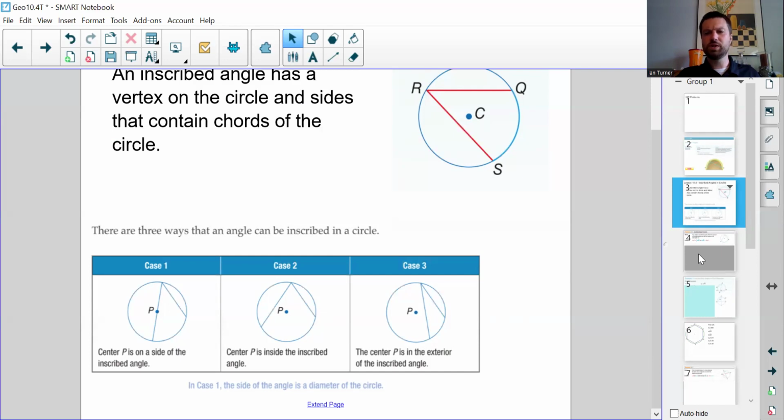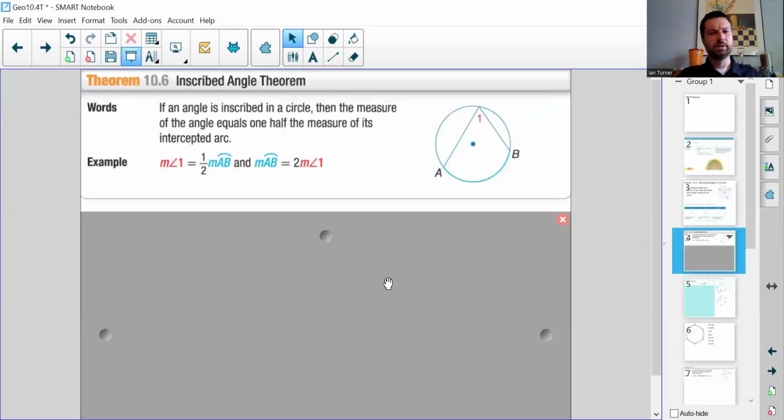Here, let's jump into our first theorem. We'll do some algebra, learn another theorem, do more algebra. You know the drill. You love the drill.